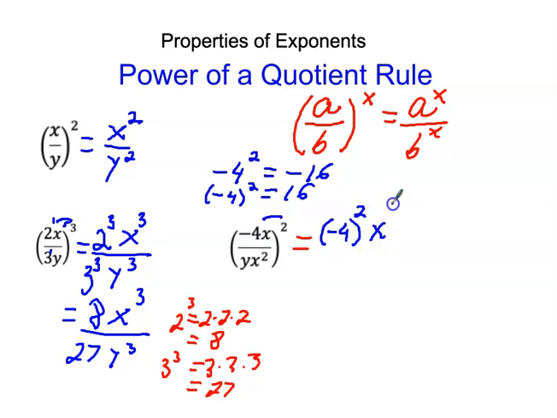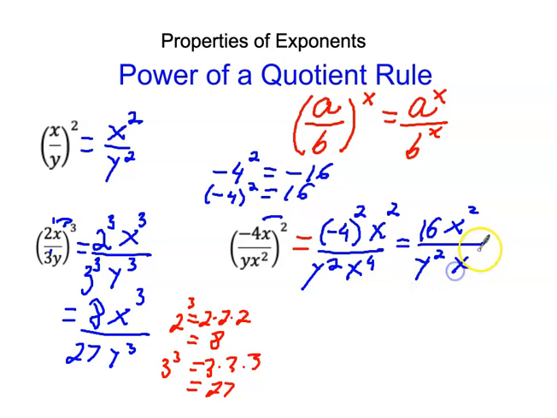So now we have x squared divided by y squared. How did I get y squared? Well, remember, all terms in parentheses have to be raised to the second power. And then we have x, and this is already raised to the second power. So we're going to use the power rule. We do 2 times 2 is 4. Now we have negative 4 squared, as I already mentioned, it's 16x squared divided by y squared and x to the fourth power.